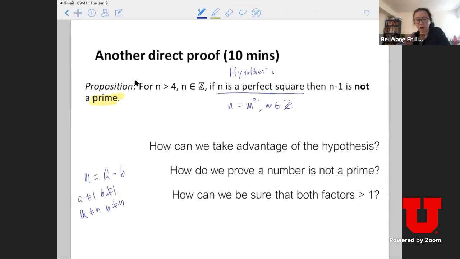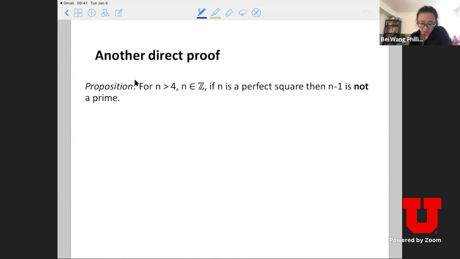Okay, this is roughly the idea. How do we prove a number is not a prime? It can be factored into something that is not 1 or itself. Another way to say it is that we want to make sure both factors are bigger than 1, and also that they are really not equal to the number itself. Those are just some thought processes, but the idea is how do we actually prove it?